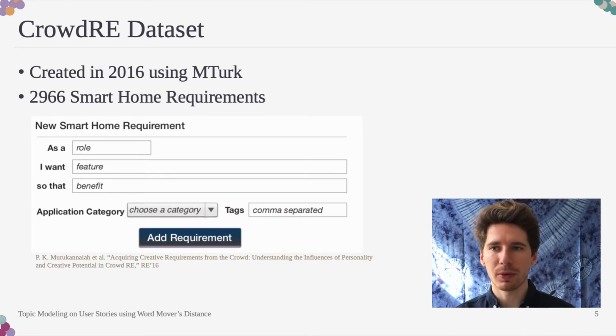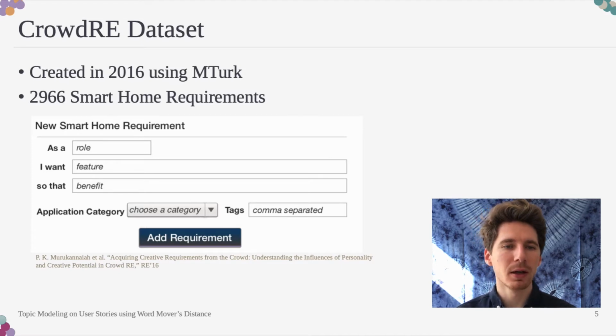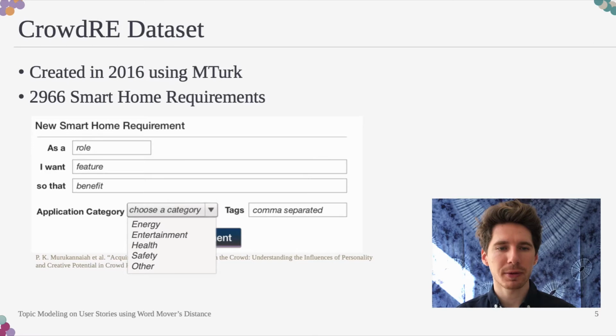If you are familiar with agile methodologies, you see that the crowd workers were forced to follow the user story pattern. For each new smart home requirement, they were asked to provide a role, a feature that role requires, and a benefit which would arise from that feature. Also, they were asked to select one of the 5 application categories, which we also call domains: energy, entertainment, health, safety, or other, if none of the 4 other domains apply.